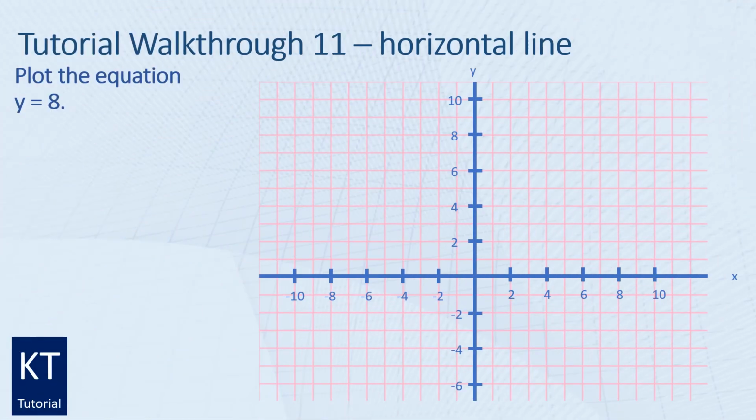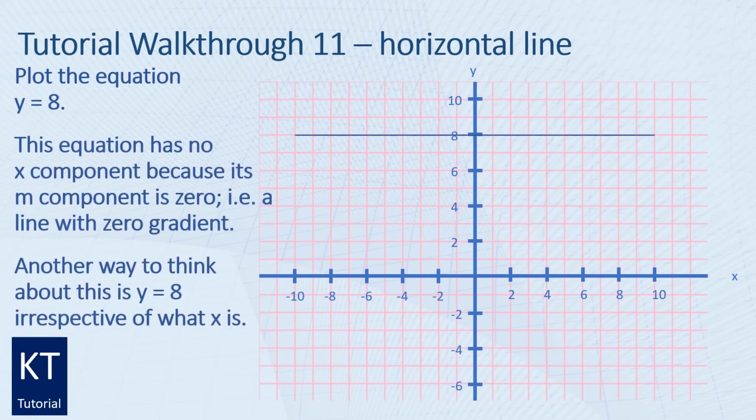Tutorial walkthrough 11. Plot the equation y equals 8. This is a horizontal line that cuts across the y-axis at 8. This equation has no x component because its m component is 0, which is a line with 0 gradient. Another way to think about this is y equals 8 irrespective of what x is.